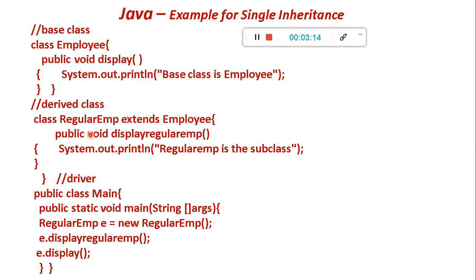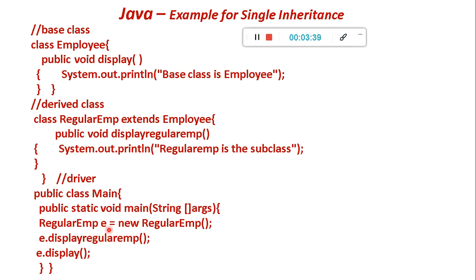Base class is employee. And then the derived class. The name of the derived class is regular employee. Extends is the keyword used in inheritance. The name of the base class is employee. Here we define another method, display regular employee, and then within the main method we define the object.